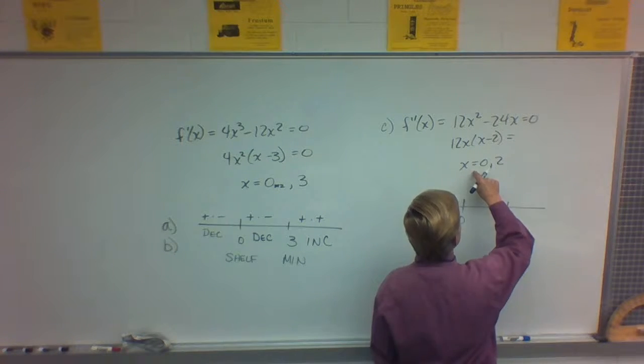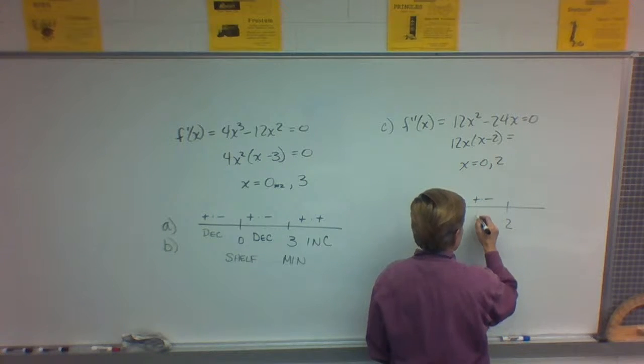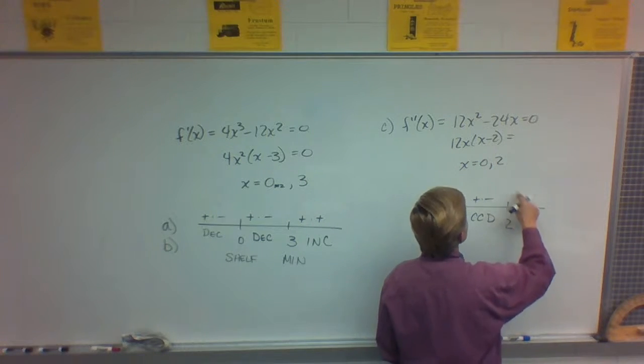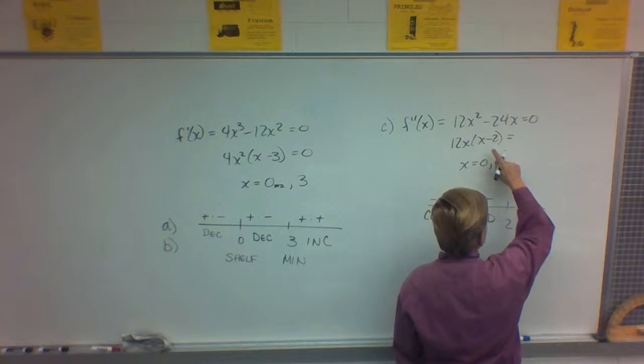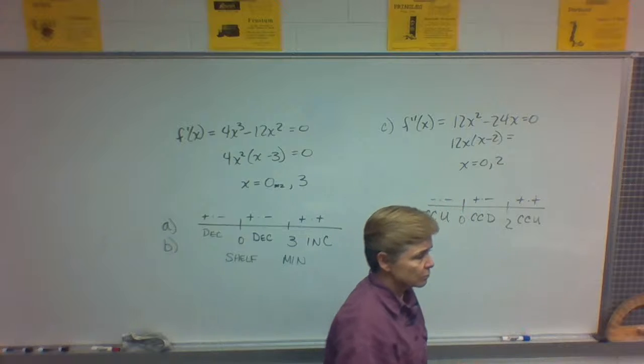Between 0 and 2, like a 1, that will be negative, so this will be concave down. And here, positive, right? Yes. Concave up. Okay, so we've got some things to do here.